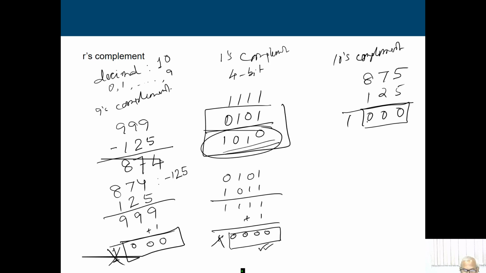So it says that if we are going to take 10's complement, then the 10's complement is going to represent exactly the negative numbers here. In case of 9's complement we have to add 1 to the result to get the exact result, but here it is not required because already we have added 1 to the 9's complement. So instead of 874 we are getting 875.